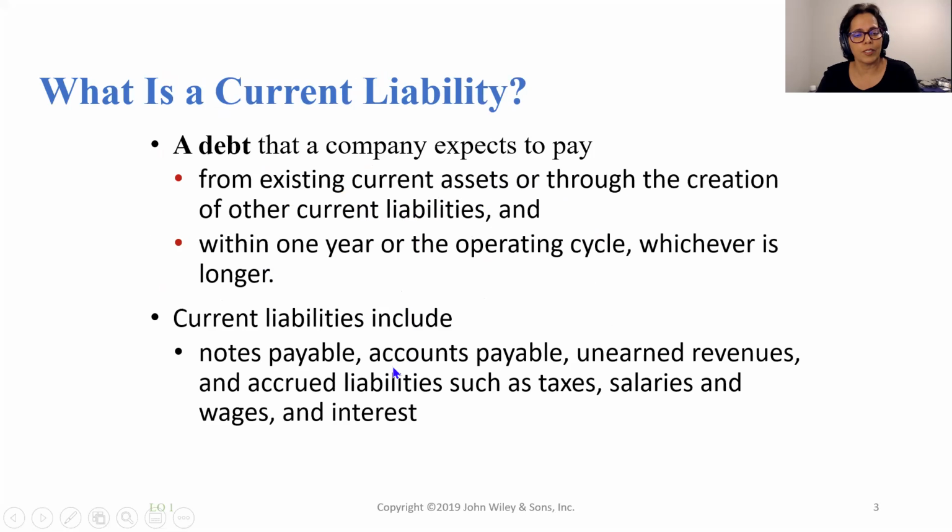So what are some examples of current liabilities? Notes payable, that is short-term borrowings. Accounts payable, this is where you have purchased from vendors on credit and you owe money. Typically it's 30 to 90 days. Unearned revenues, this is basically customers have made payments to you in advance and you need to deliver goods or services. Accrued liabilities, these come from adjusting entries at the end of a period, end of the month, end of the year, end of the quarter, as the case may be. You're looking at a variety of taxes, salaries and wages payable, and interest payable.